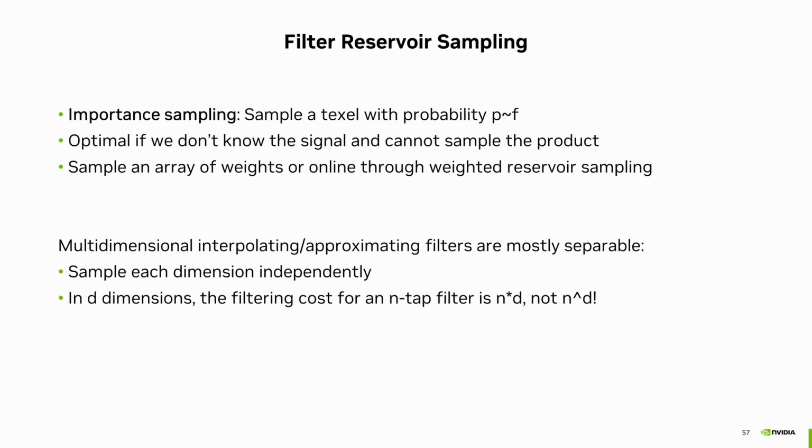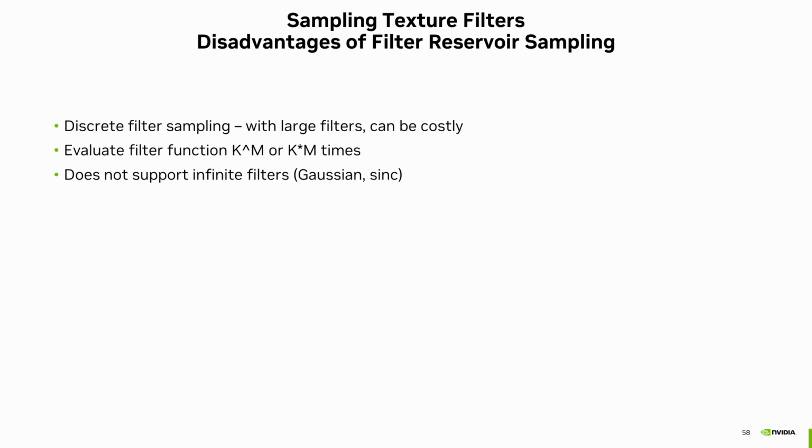Most texture filtering multidimensional filters, linear, B-spline, Mitchell-Netravali, Gaussian, are separable. This is great because we can sample from each dimension separately, which dramatically reduces the filter's cost to just n taps times d dimensions and not n to the power of d. This family of techniques works very well, but can be costly with very large filters, even if they are separable. It does not support infinite filters, such as Gaussian or sinc filter. And obviously, one can truncate or window those filters, but it can introduce errors.